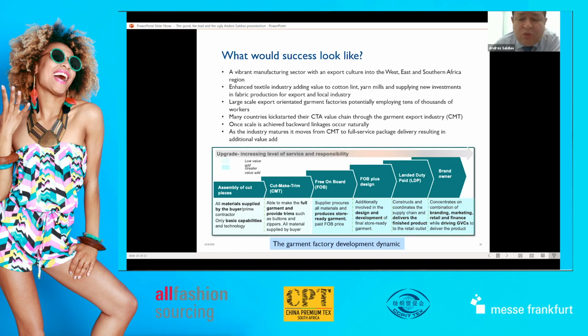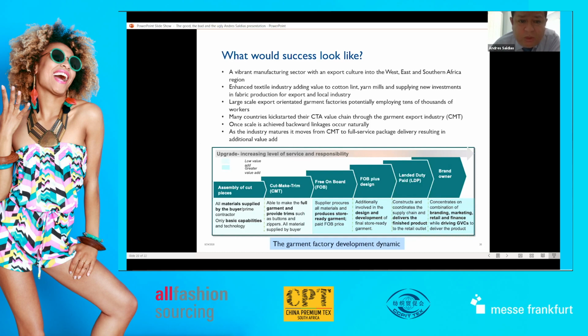Of course, installing just a knitting factory requires about $15 million. And just installing a CMT factory, you can do with $250,000. So there's a big difference in the investment terms and the amount of resources needed. But yet, I believe Africa should look into that concept.